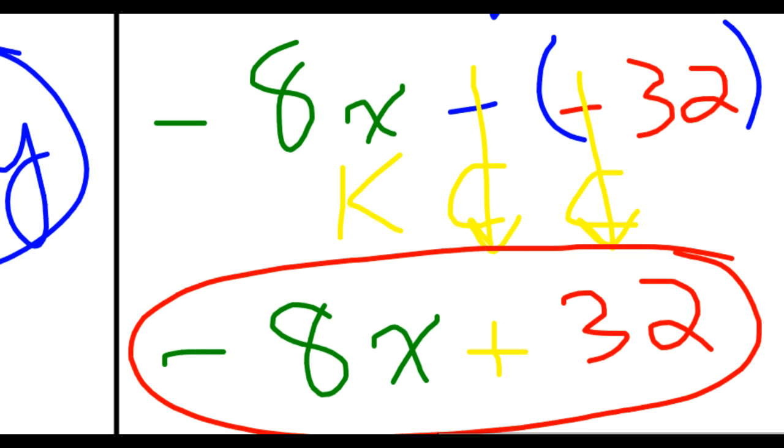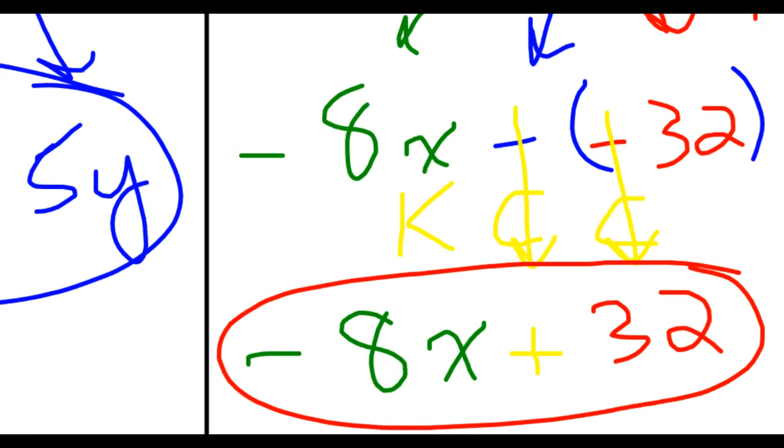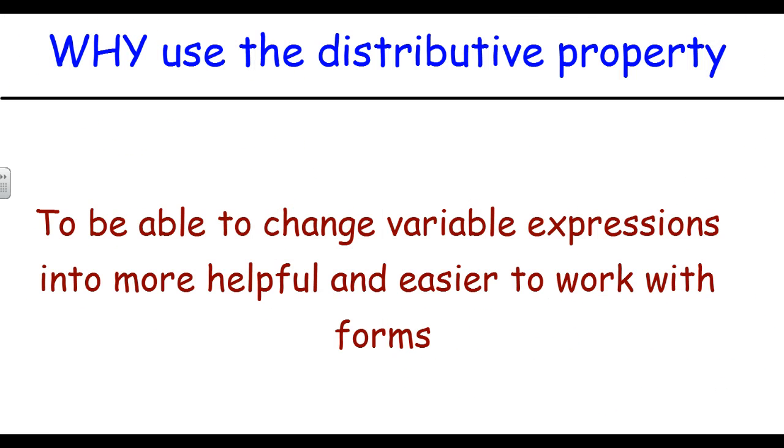So in total, why did we use the distributive property? Well, in one sense, we were using the distributive property so that we could make sums easier when we have numbers, but really when it comes to variable expressions, it's to be able to change them into some more helpful and easier to work with form.